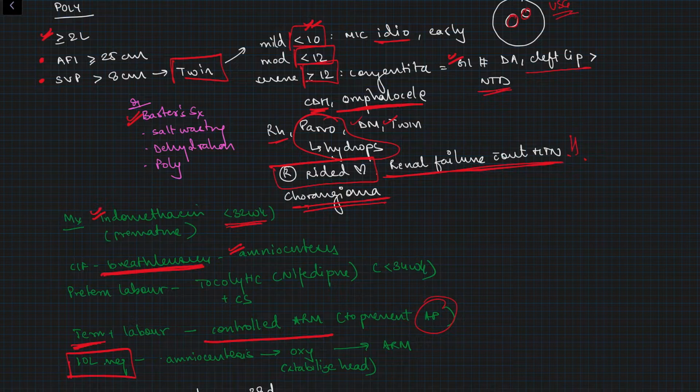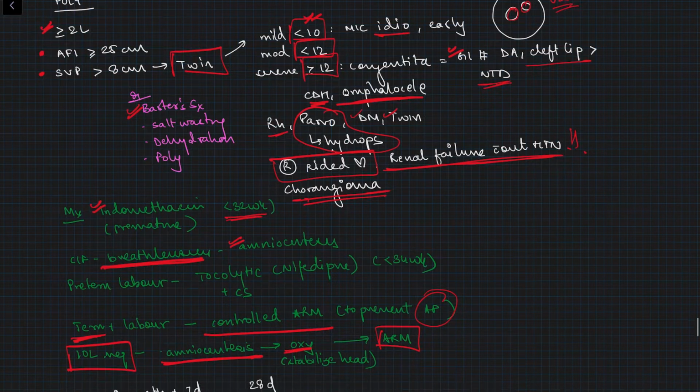If induction of labor is required, then we ask the patient to undergo amniocentesis, then give oxytocin to stabilize the head, and then perform artificial rupture of membrane.